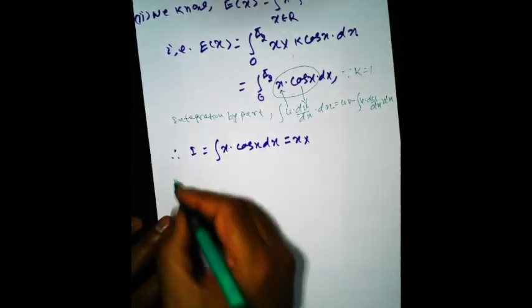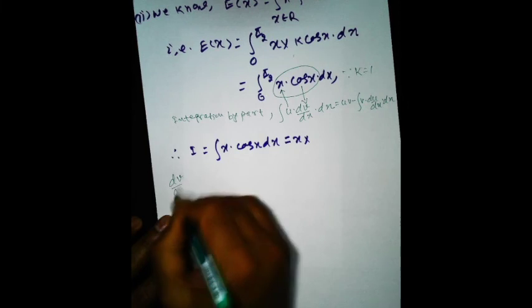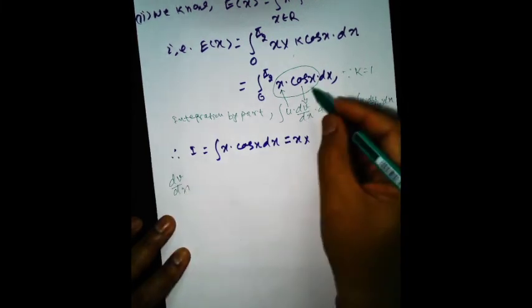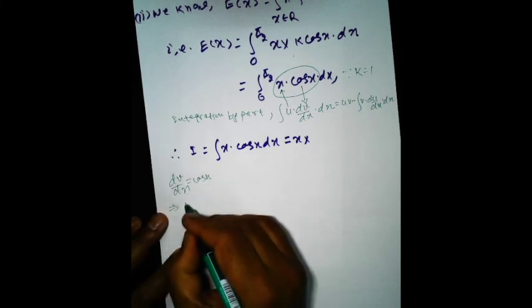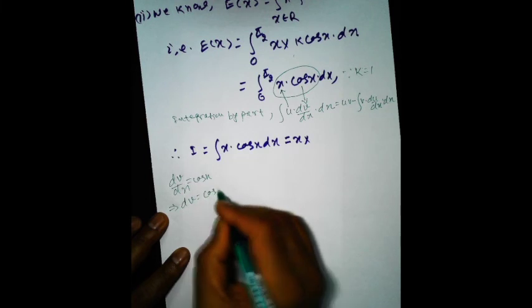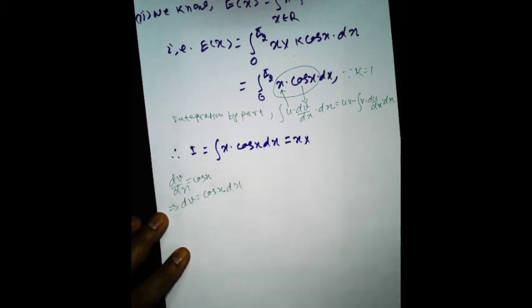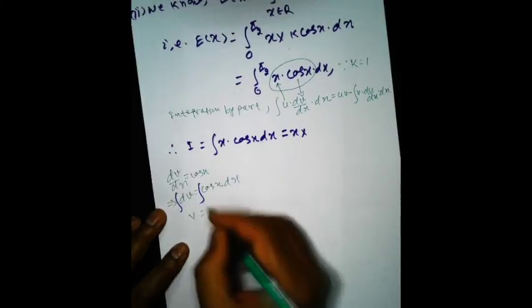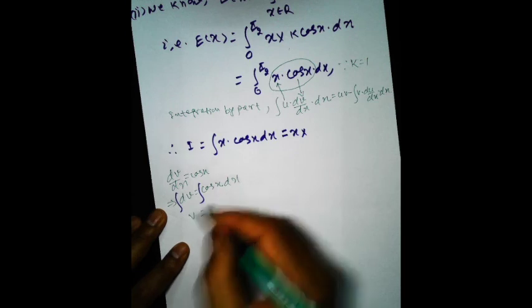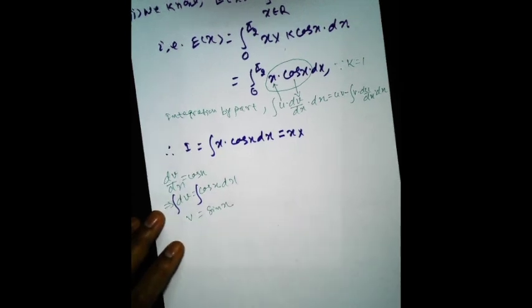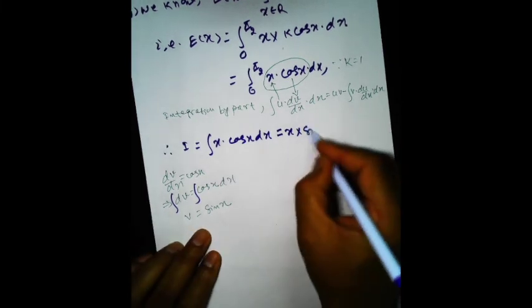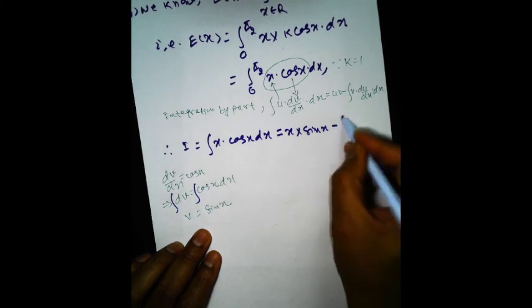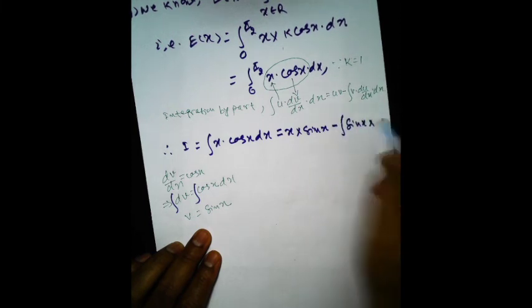So if you find v, then first of all it is dv by dx. If you compare these two, then dv by dx equals cos x, and then dv equals cos x dx. Now integrate both sides, then integration of dv will be v, and integration of cos x will be sin x. Alright, so in place of v we write here sin x, and then it is minus, again it is sin x times du by dx.